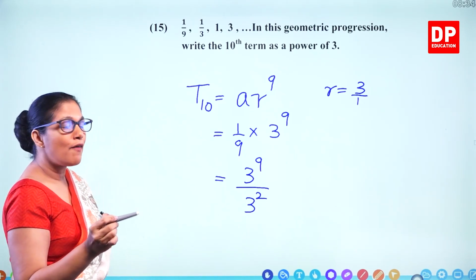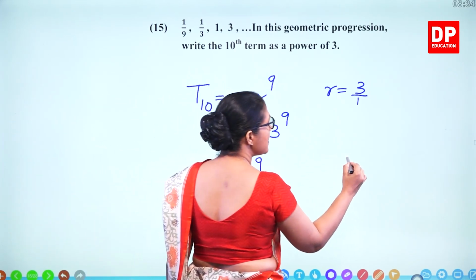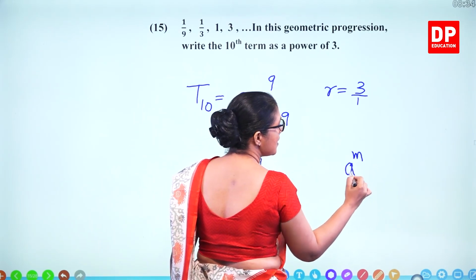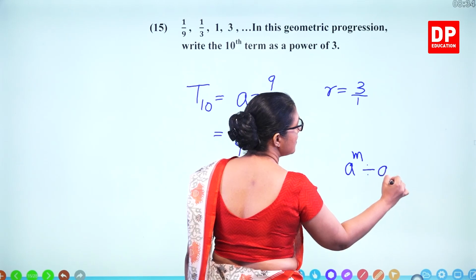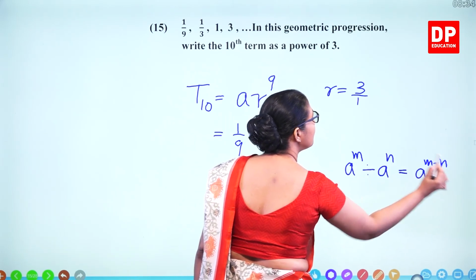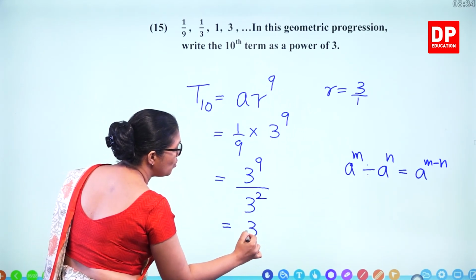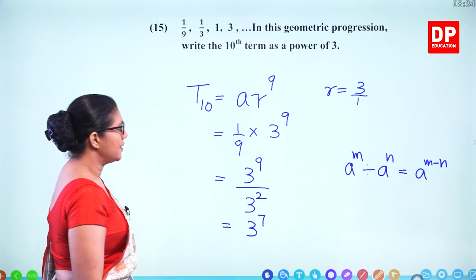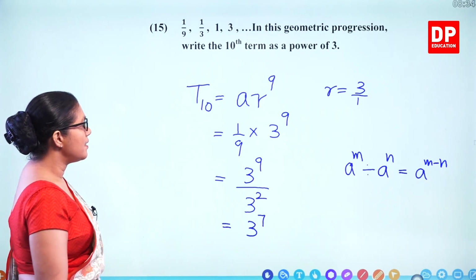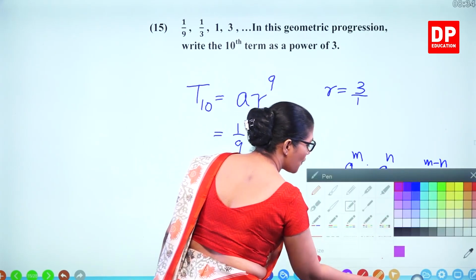Same base, different powers, division, we have to subtract the powers. That's the laws of indices. So remember that any base a divided by the same base with a different power, you can subtract the powers. So we use that. 9 minus 2, that's 7. So the answer is, the 10th term is 3 to the power 7. This is in terms of base 3. So 2 marks for that.